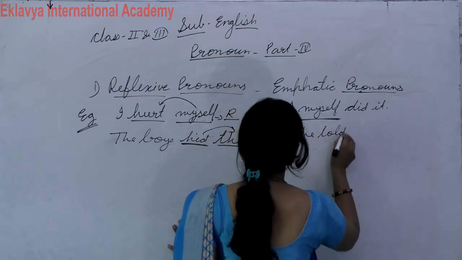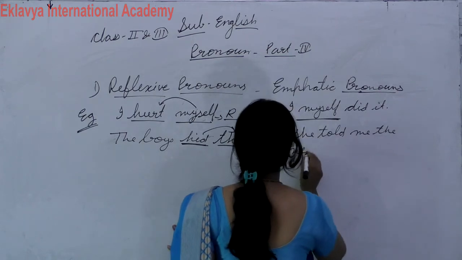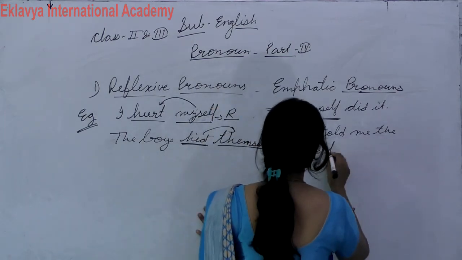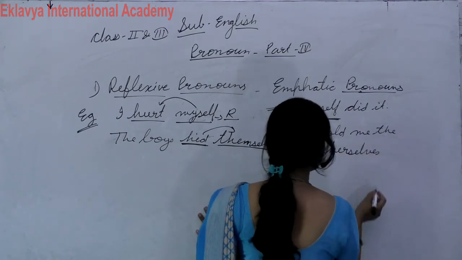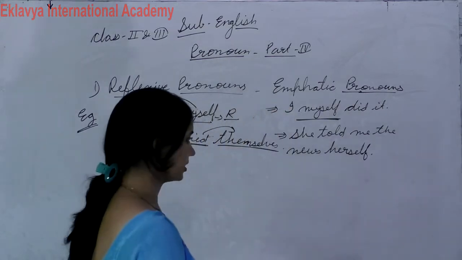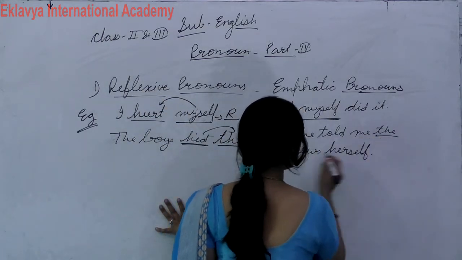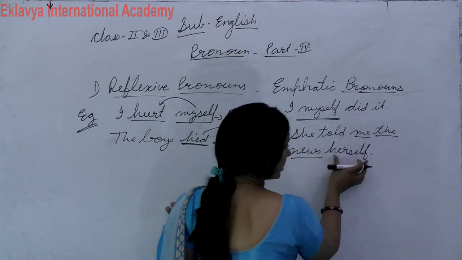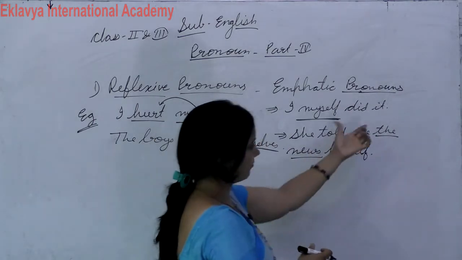She told me the news herself. Here you can check, after the object, the news and me, this is the object of this verb, herself is being used after the object. So you can say this is an emphatic pronoun.